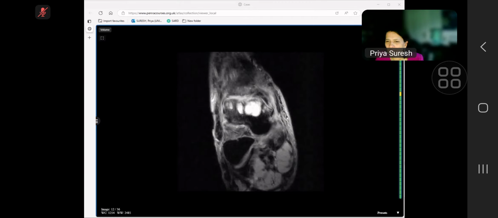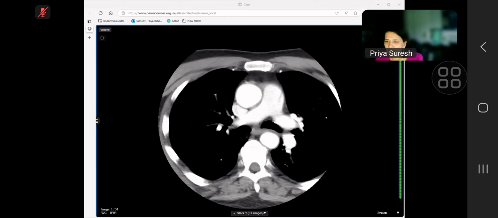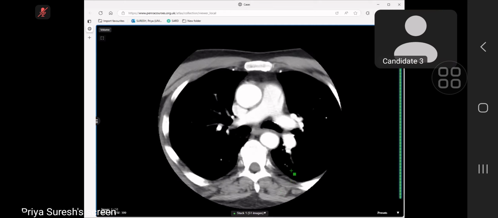So we're on to the last case. So this patient presented with swelling in the neck, a lump in the neck. Okay.